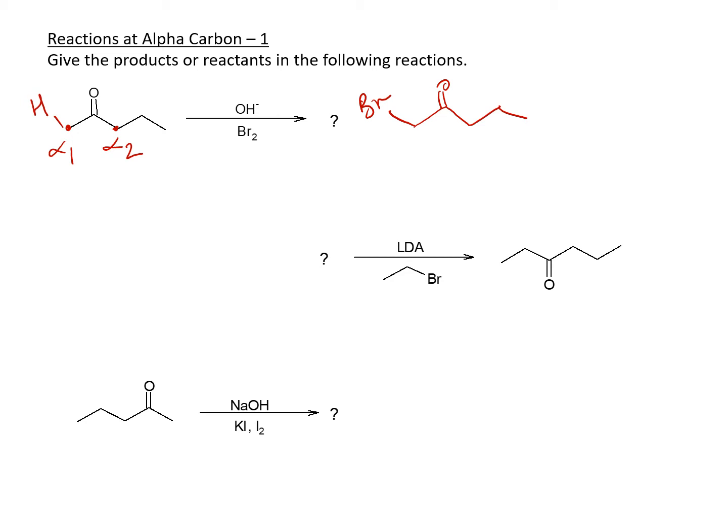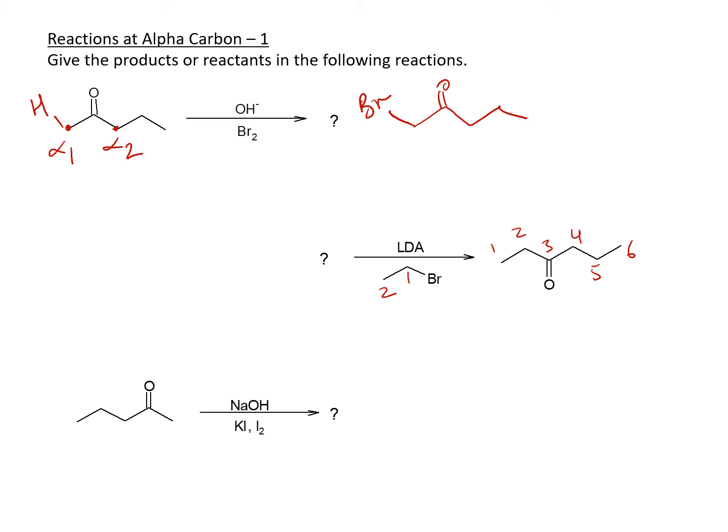Okay, let's look at the next problem, and in the next problem what we have is a ketone over here, an LDA, and we're adding 2 carbons, which means that we probably did not start with all these carbons that we have in here. So let's see, 1, 2, 3, 4, 5, 6. Okay, so we have 6 carbons over here, and we're adding 2 carbons.